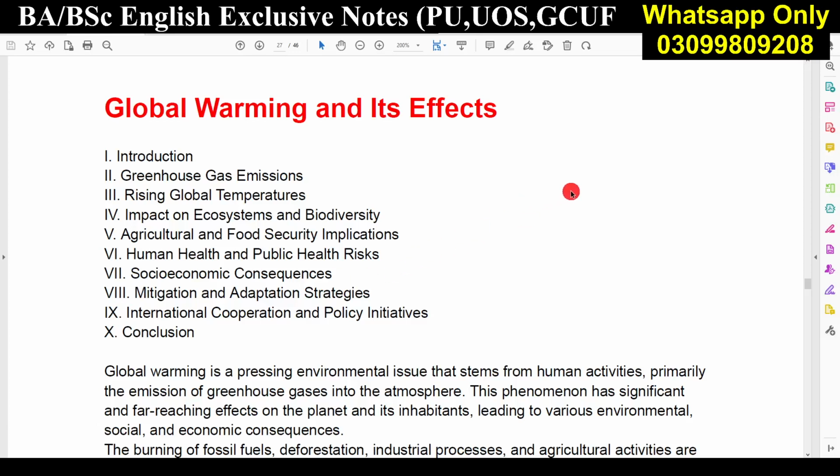Global warming and its effects. Introduction. Greenhouse gas emissions, rising global temperatures, impact on ecosystems and biodiversity, agricultural and food security implications, human health and public health risks, socio-economic consequences, mitigation and adaptation strategies, international cooperation and policy initiatives.